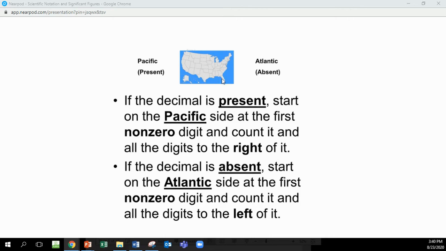So you're going to say, is there a decimal? Oh, there's no decimal. Let me go to the right side of the number. Look for the first non-zero digit going from the right. Once you find that, then you start counting. So we're going to do some examples so this makes sense.